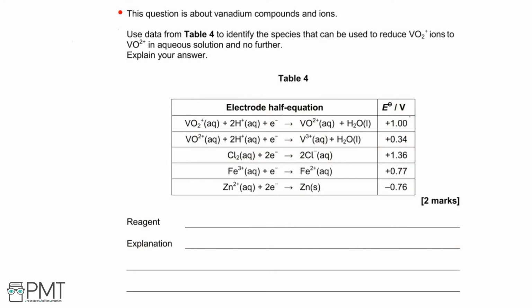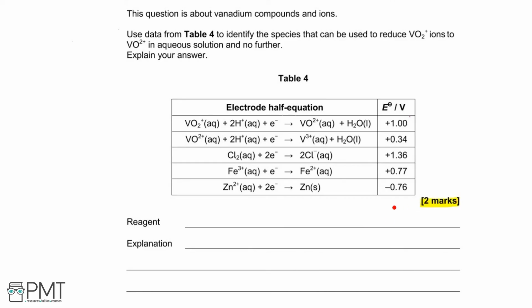This question is about vanadium compounds and ions. Use data from Table 4 to identify the species that can be used to reduce VO2+ ions to VO2+ in aqueous solution and no further. Explain your answer. As we can see, Table 4 shows us the electrode half equations and the equivalent potentials for several electrodes from the 2 vanadium ions that were mentioned, as well as a chlorine electrode, an iron electrode, and a zinc electrode. This question is worth 2 marks.